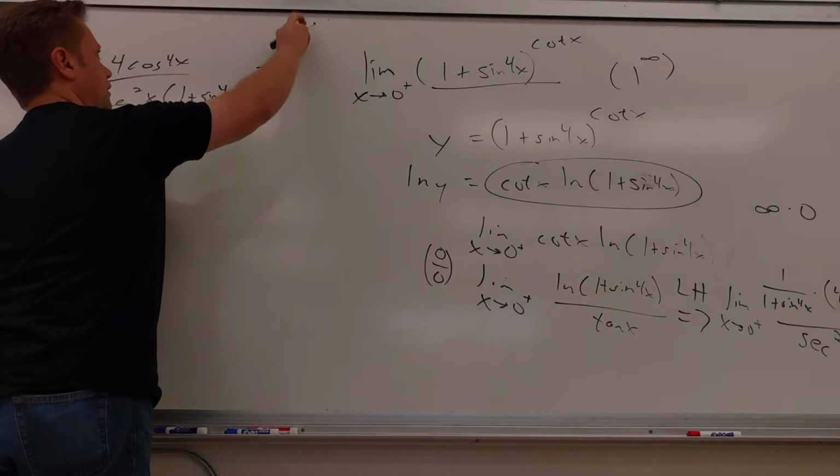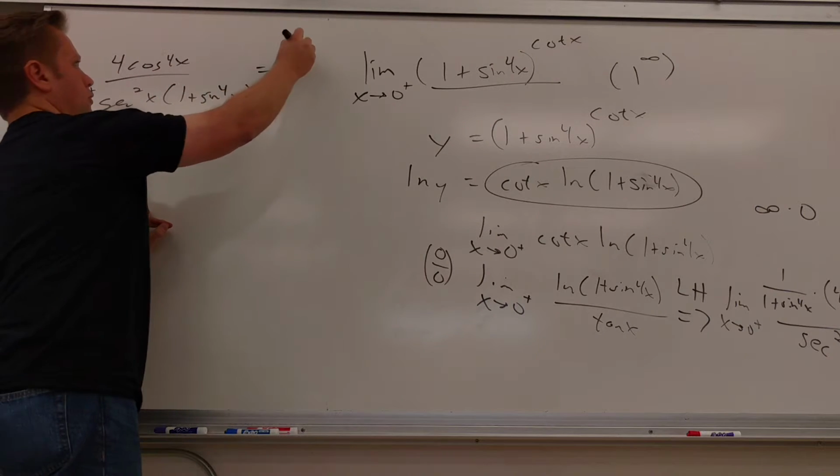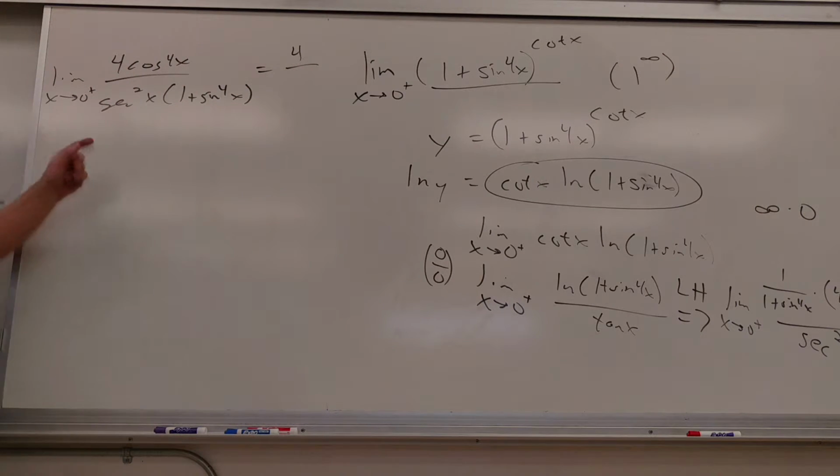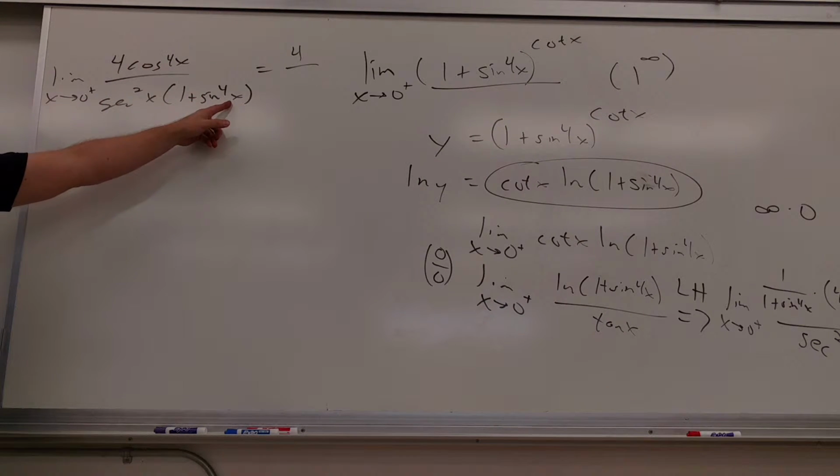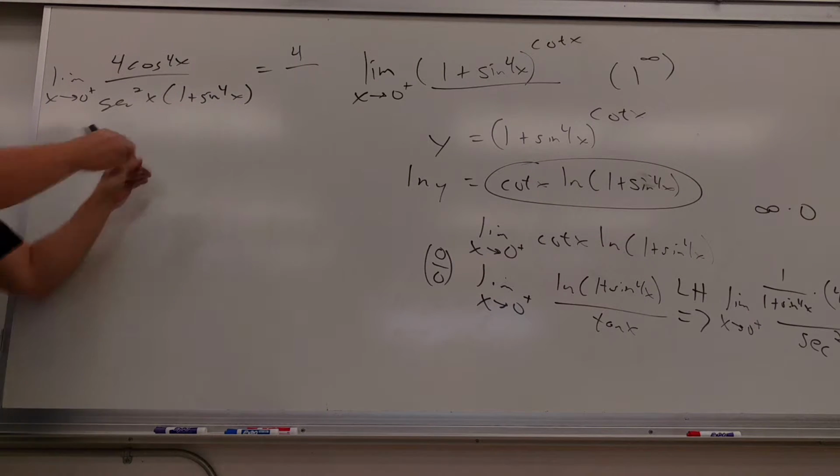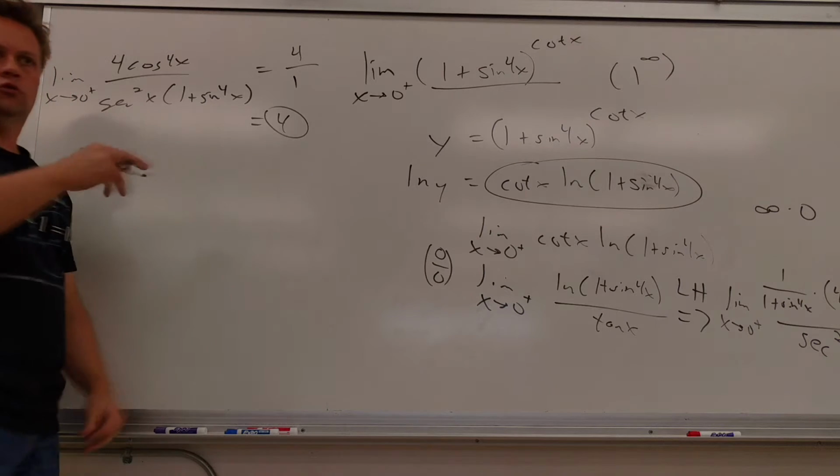So the top, like John said, is 4 times 1. Secant squared of 0 is 1, right? Because that's cosine basically, and cosine is 1. 1 over 1 is 1, squared is still 1. And then sine of 0 is 0, so you're just left with that one. So it is 4.